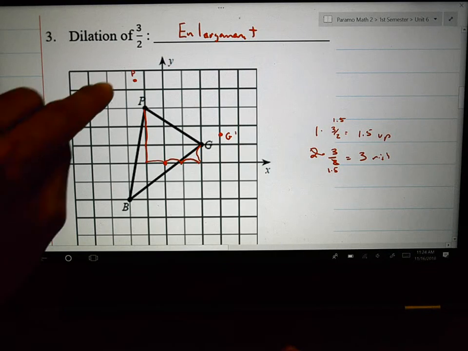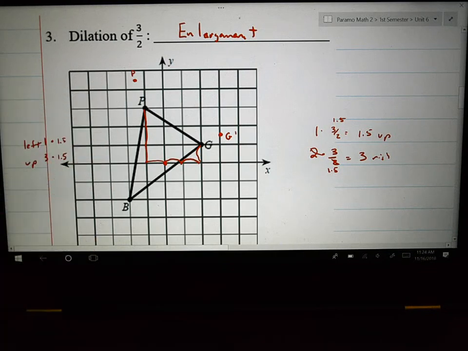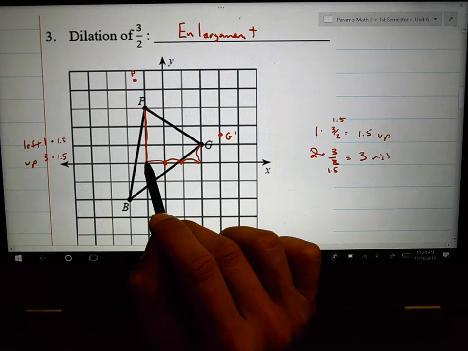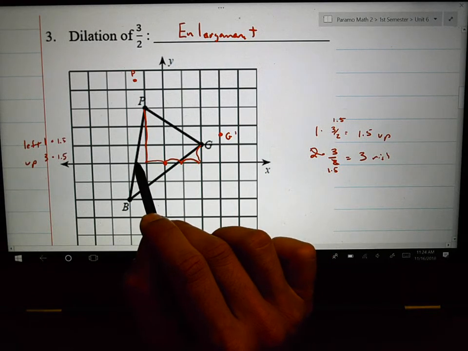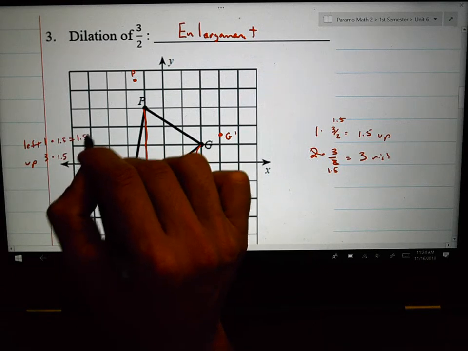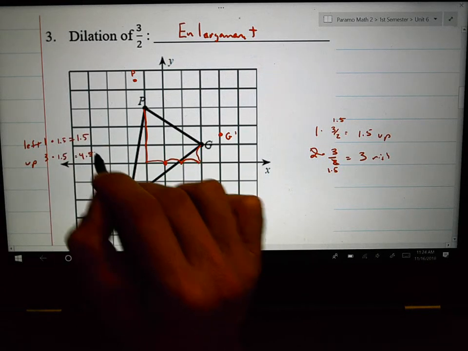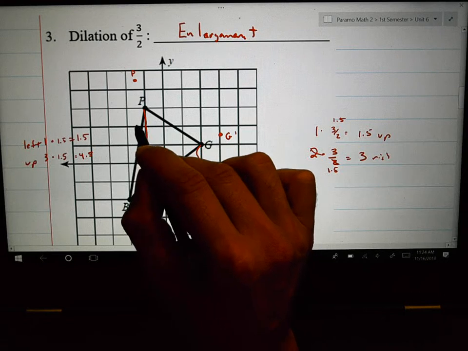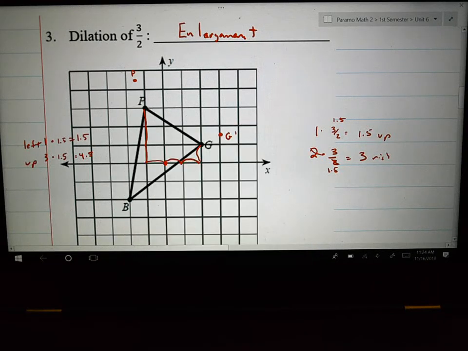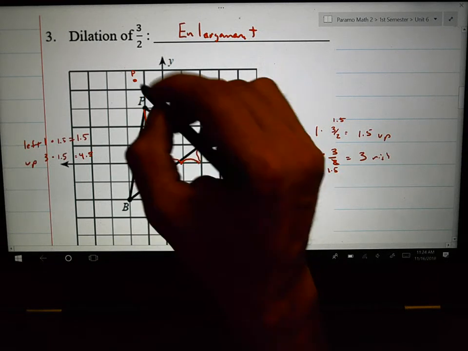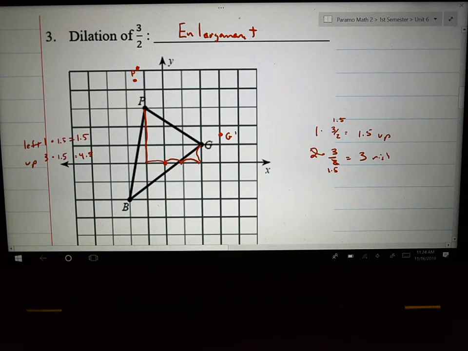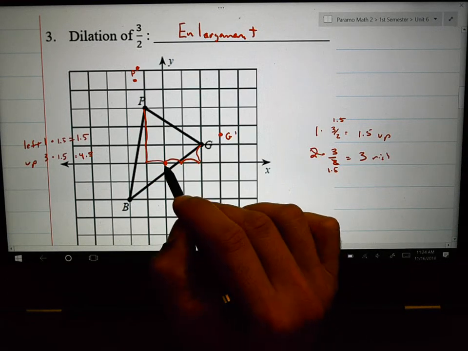Sometimes your letters will be in the middle of a space because of the decimals, because of the fractions. So if I'm going left 1.5, I go 1.5. And then from the 1.5, I have to go up 4. Let me just make sure I'm writing that down. 1.5, and this is 4.5. And then up 1, 2, 3, 4 wholes and a half would be right there. Oh, and that should be P prime, Mr. Paramo. Thank you.